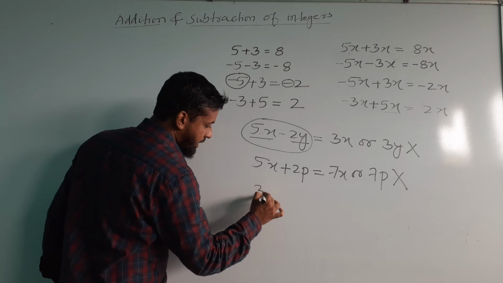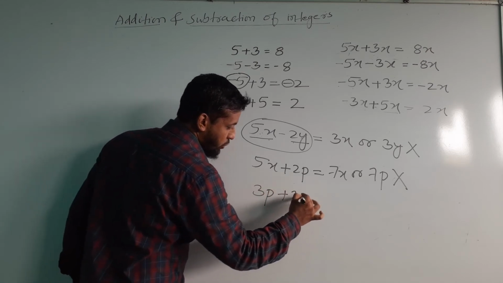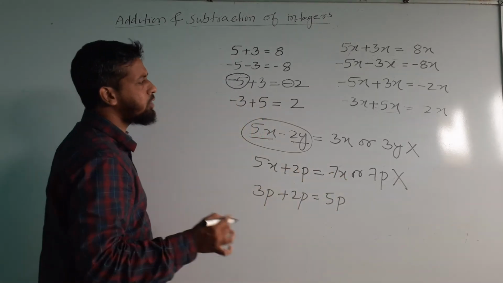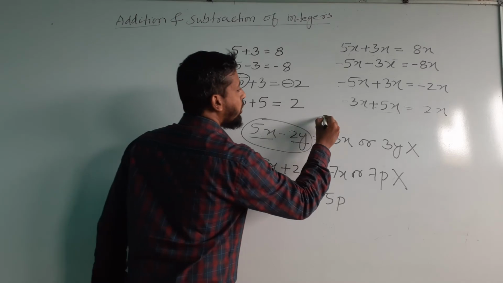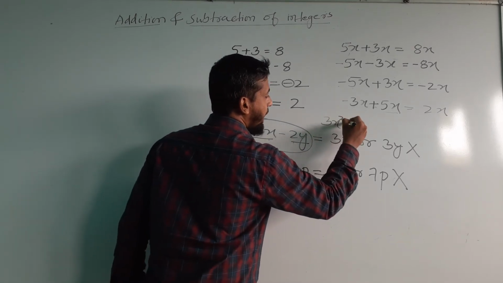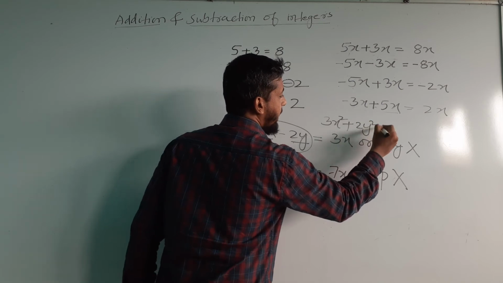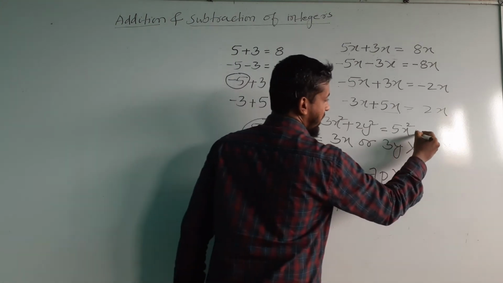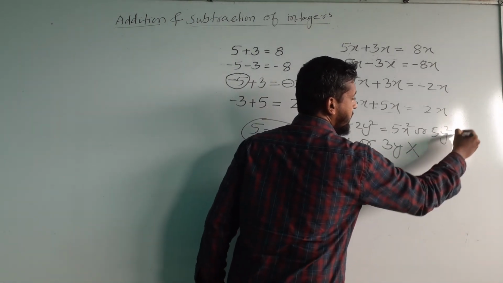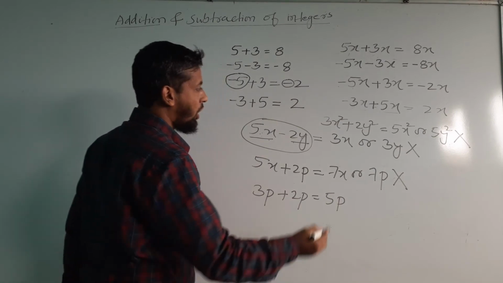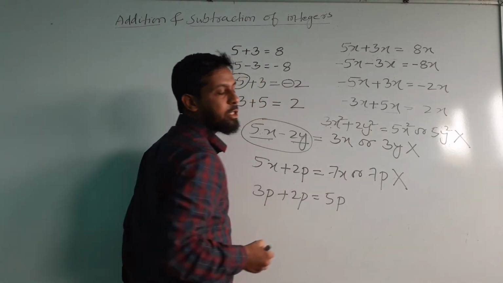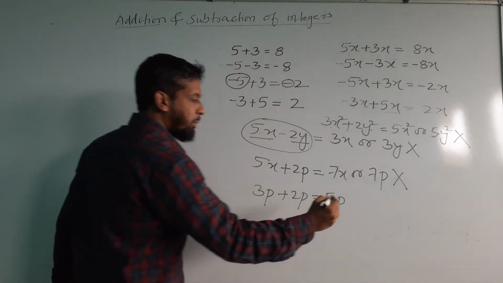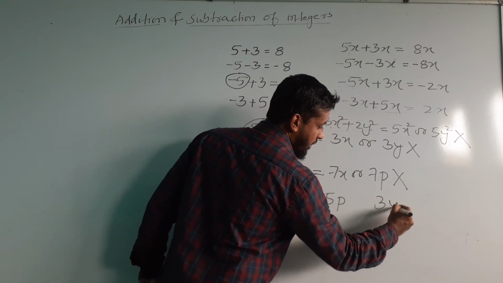One more example. Suppose 3p plus 2p. It will give you 5p. Like this, so many examples we can take. Suppose 3x square plus 2y square. Some students write 5x square, or some students write 5y square. Both the results are wrong because they are unlike terms. Unlike terms cannot be added, cannot be subtracted. Like terms can be added, can be subtracted.